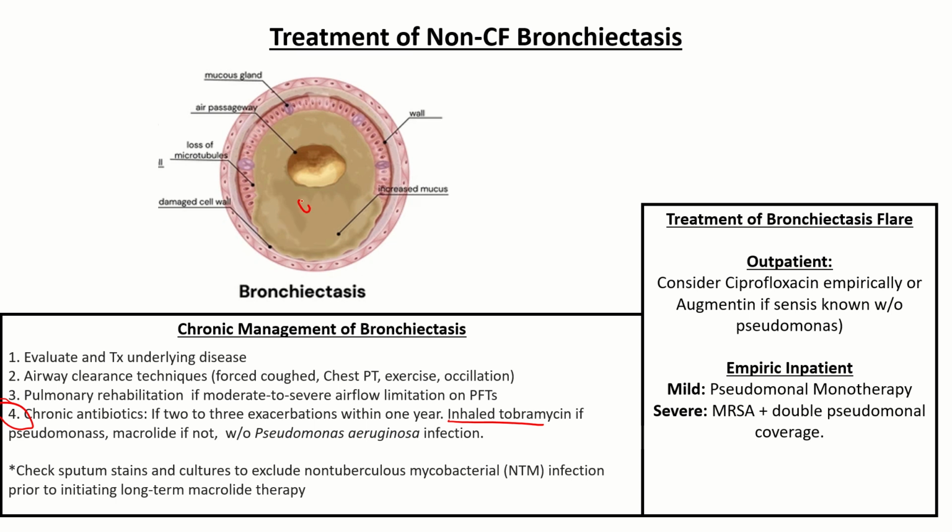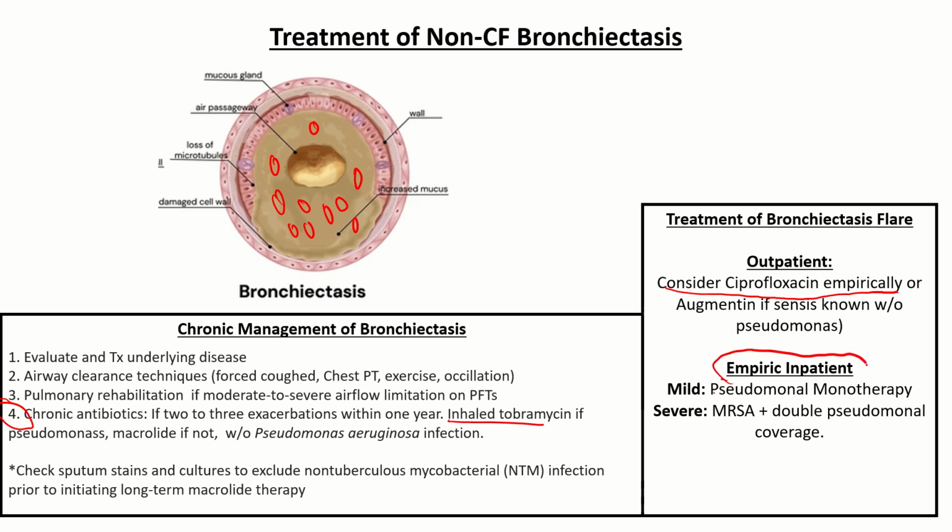So usually, a bronchiectasis flare is going to be a buildup of any of the bacteria that aren't cleared, causing worsening dyspnea, worsening cough, sputum production, right? So outpatient, you can consider Cipro empirically. The reason you want to use Cipro is it has some pseudomonal activity, with Pseudomonas being a very common pathogen due to biofilm formation. You can use Augmentin, but only if your sensitivities are known and the patient doesn't have Pseudomonas.